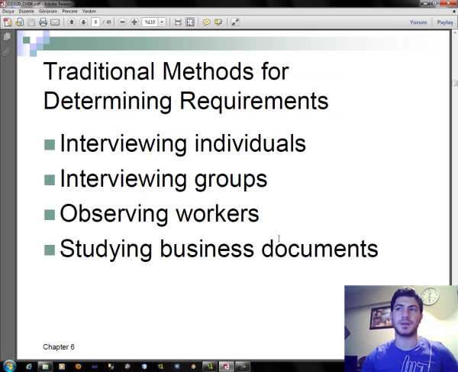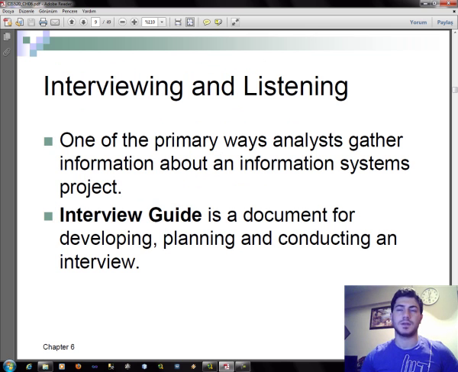Traditional methods for determining requirements. Now you see: interviewing individuals, interviewing groups, observing workers, studying business documents. Now, interviewing and listening is one of the primary ways analysts gather information about an information systems project. An interview guide is a document for developing, planning, and conducting an interview.